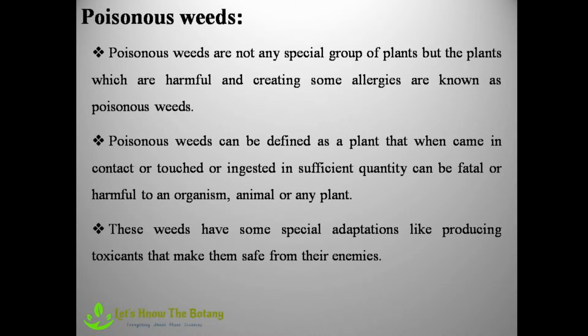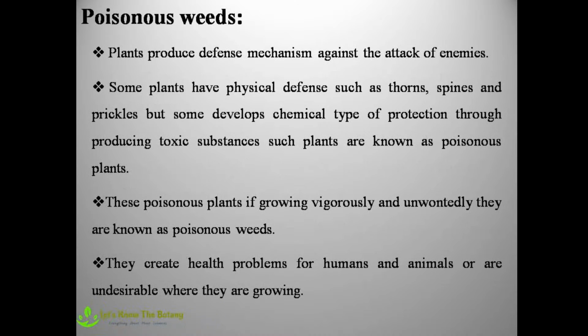These weeds have some special adaptations. Actually, these adaptations have been produced by that particular weed plant for protection, that is, to make them safe from their enemies. Every plant actually produces a defense mechanism against the attack of enemies. Some plants produce prickles, thorns or spines, and some plants develop particular chemicals which are poisonous or harmful to their enemies.